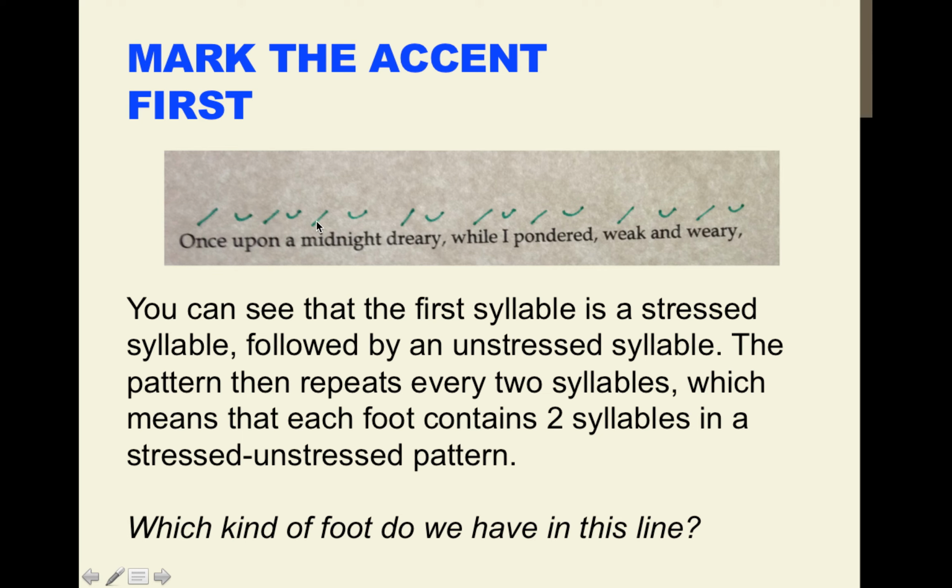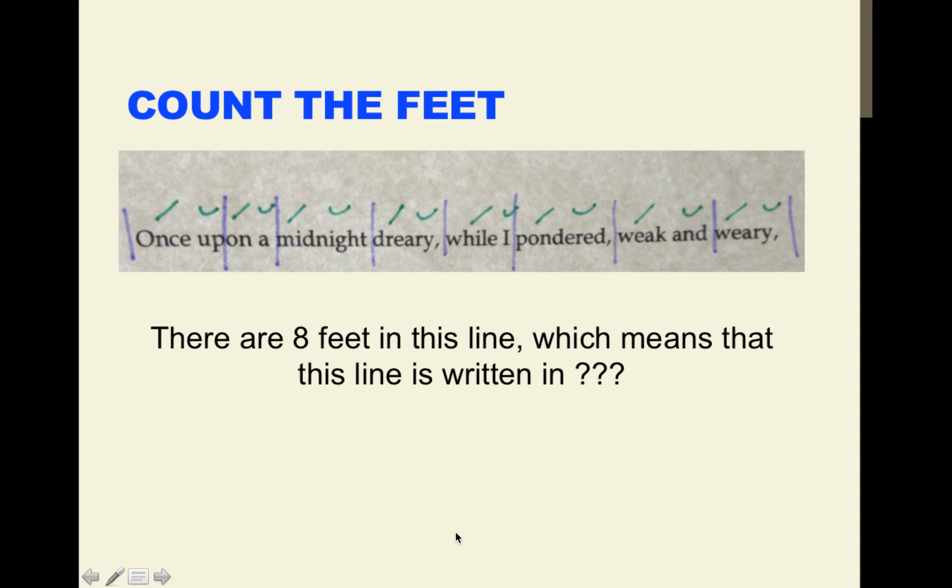Once upon a midnight dreary, while I pondered, weak and weary. So here you have a stressed syllable followed by an unstressed, stressed, unstressed, stressed, unstressed. So the pattern is 2 syllables. So we have a foot of 2 syllables, which means we're either going to have trochaic or iambic. And since we begin with a stressed syllable followed by an unstressed syllable, we have trochaic. Okay? So now we know what kind of foot we have in this line.